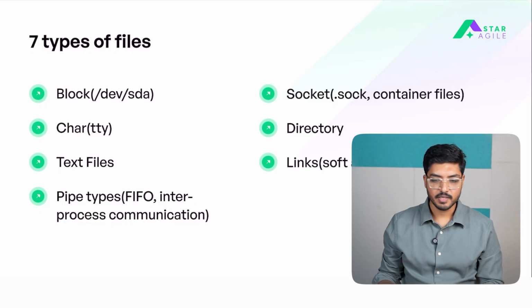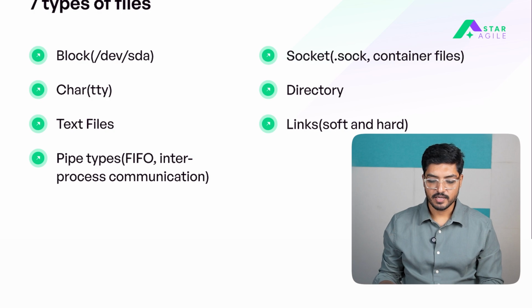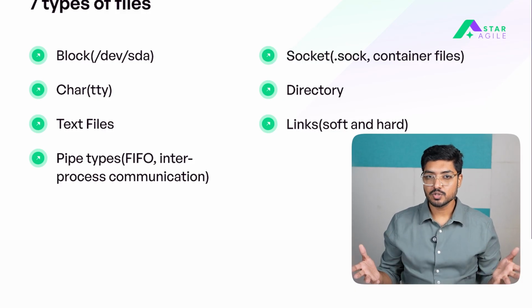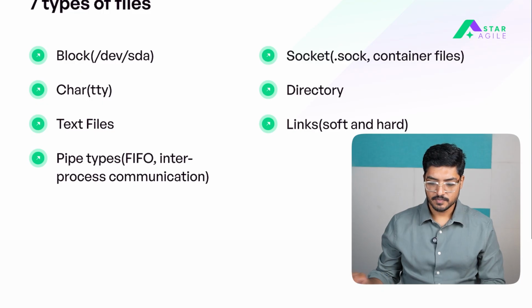Now there are several types of files you can see in the PPT, which are nothing but block type files, socket files, character files, directory type files, text files, link files, and pipe files. So we'll discuss each of them, how to create those files and how to see what type of file Linux has. So let's see here.